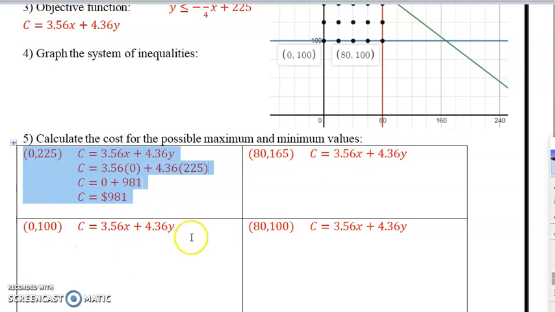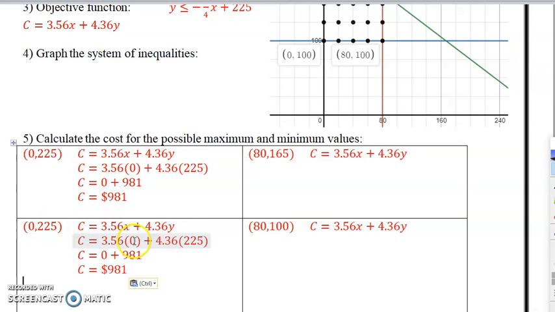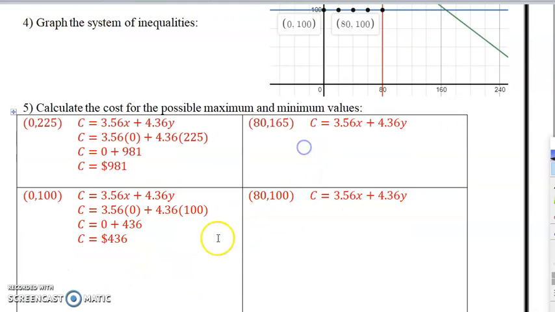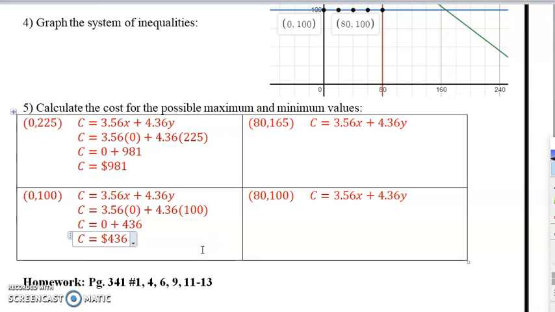So essentially, you can do that all for the 0, 100. I'm just going to steal all that for a second. I'm going to put 100 in. And put 100 here, which would be $436. Okay? But again, obviously this is going to be a much smaller fence, right? You're only using 100 boards, but it still satisfies the rest of the inequalities that were mentioned.